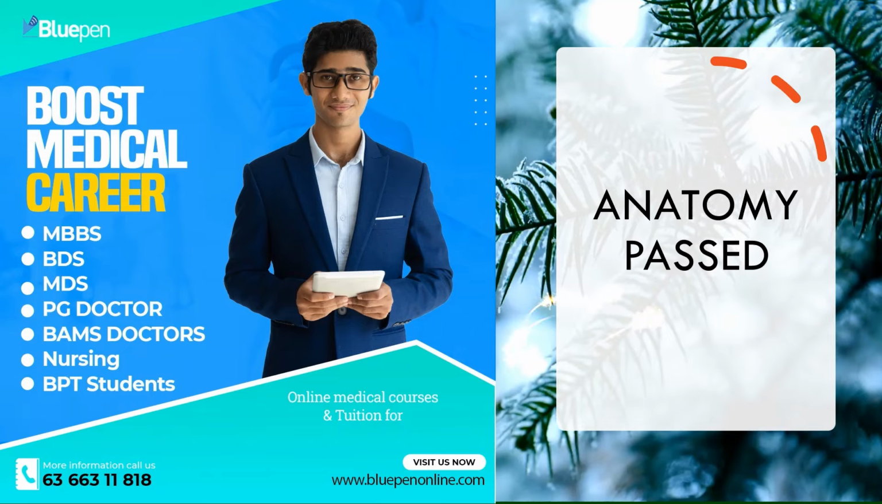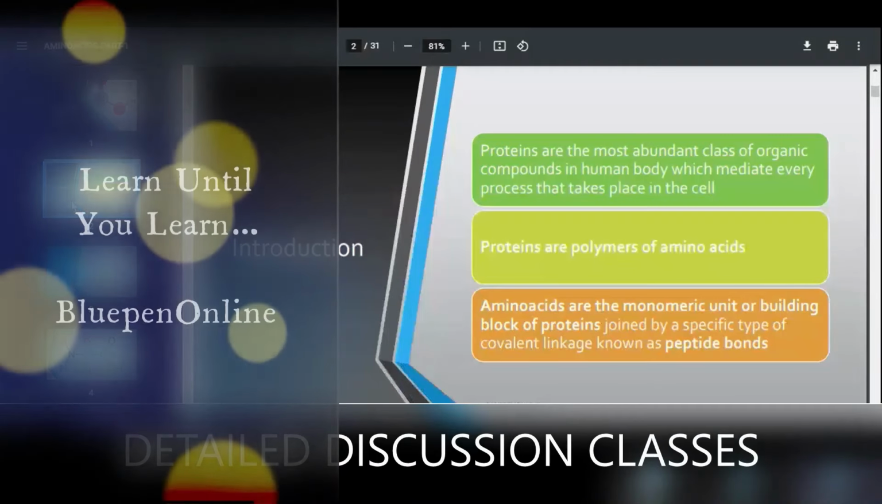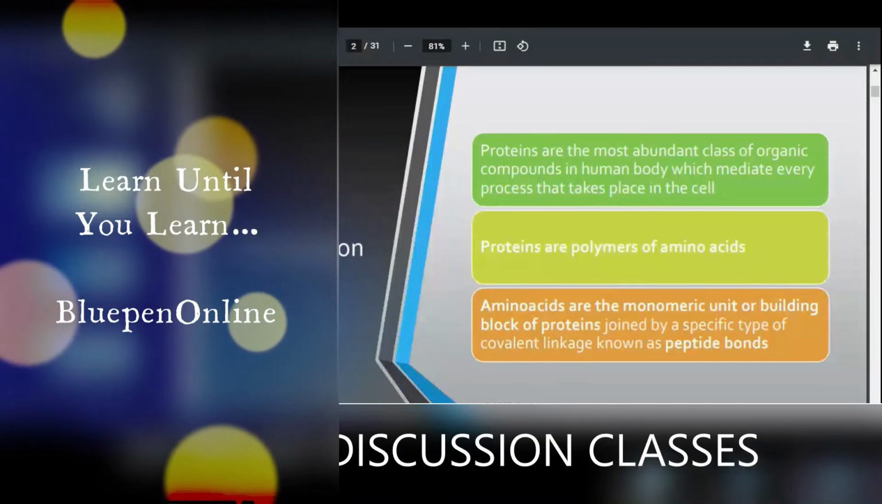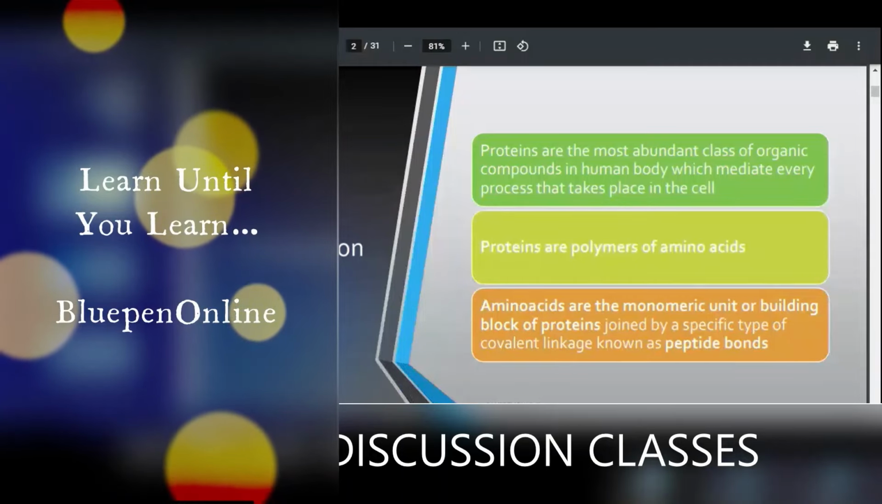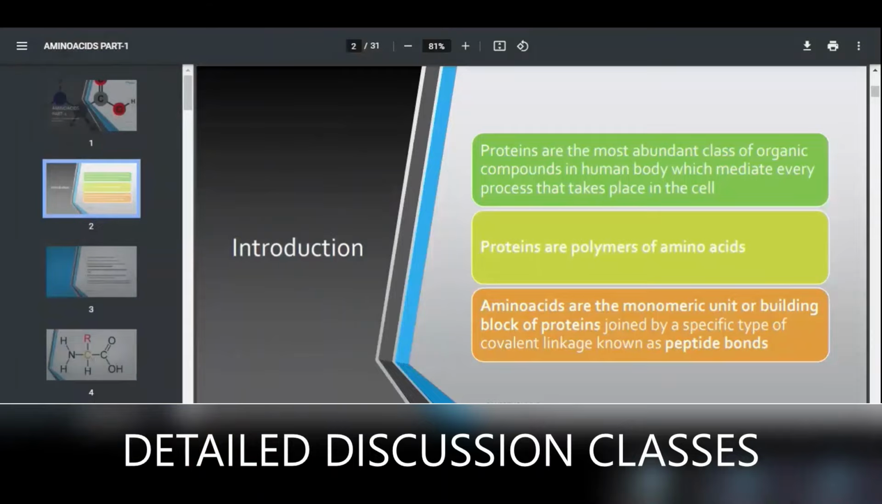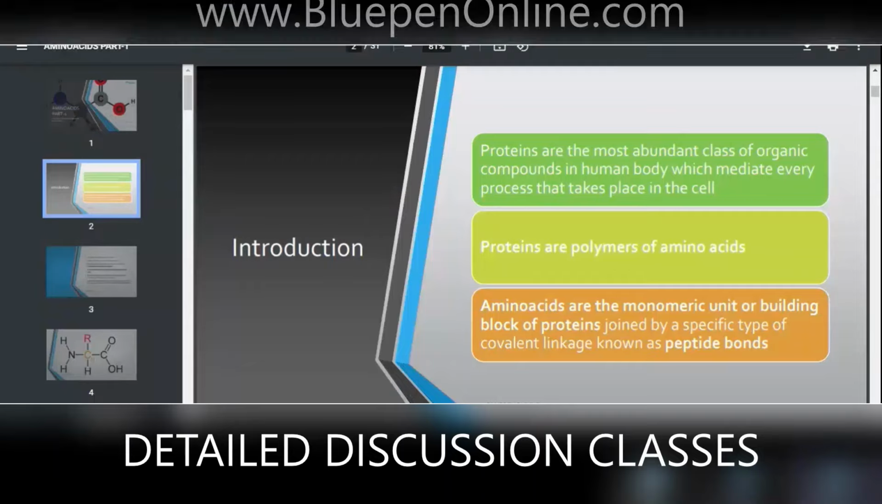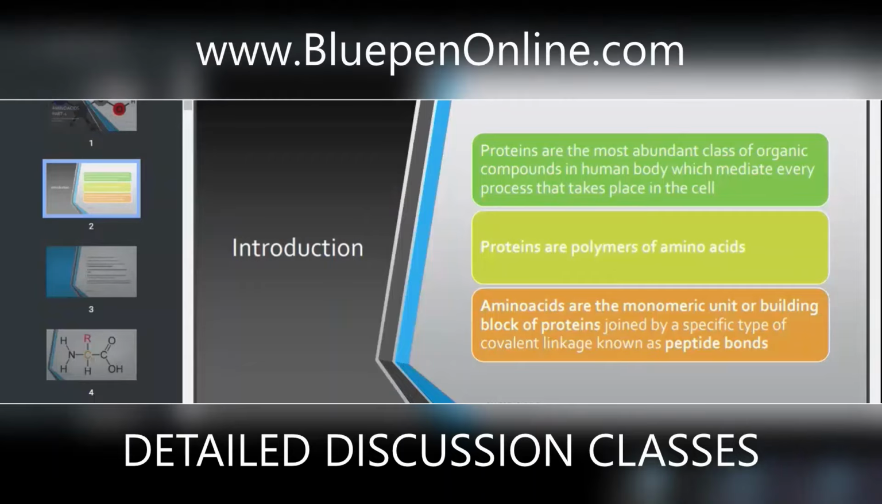So introduction: amino acids are building blocks of protein. So before entering into amino acids, we must know what proteins are. Proteins are the most abundant class of organic compounds in the human body, which mediate every process that takes place in the cell. And these proteins are polymers of amino acids. That is the definition. What are polymers of amino acids?